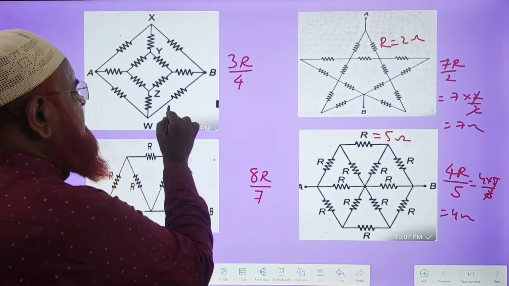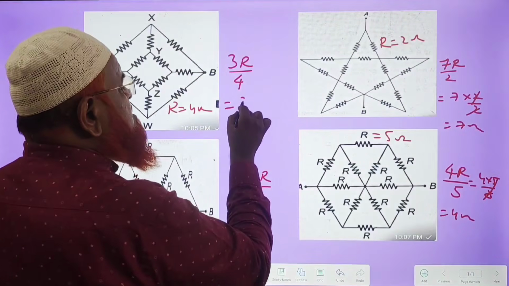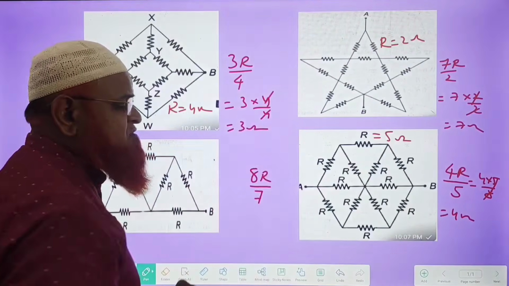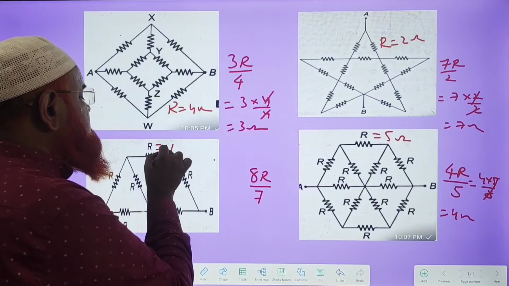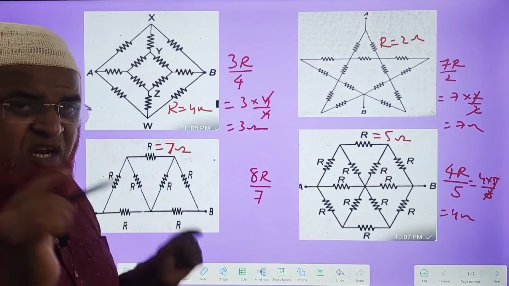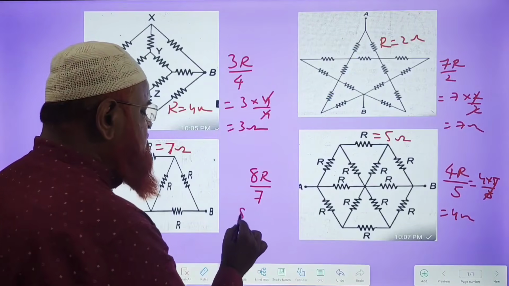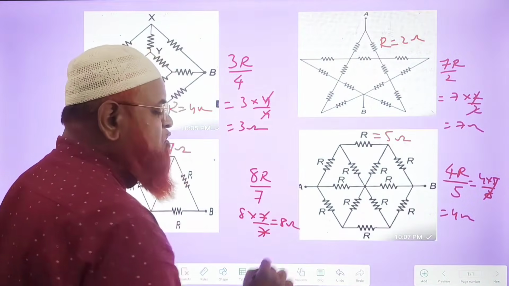For example, if each and every resistance is 4 ohms in this rhombus, then you will just do 3 into 4 by 4. 4 gets cancelled. Your answer is 3 ohms. Then in this circuit, for example, if each and every resistance in the pyramid is taken as 7 ohms, the simple thing you have to do is 8 into 7 by 7. 7 gets cancelled. It is 8 ohms.